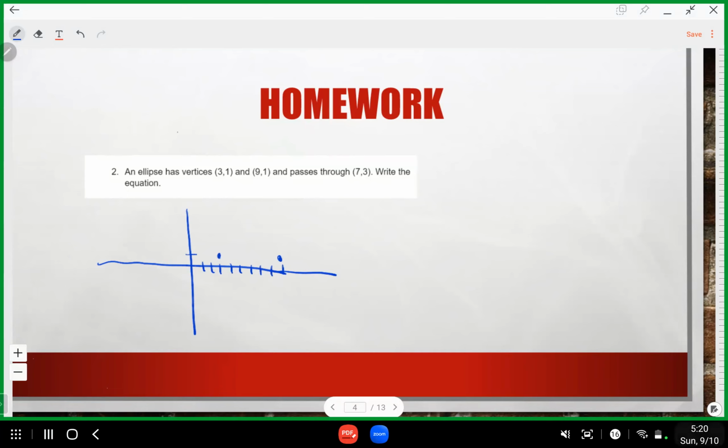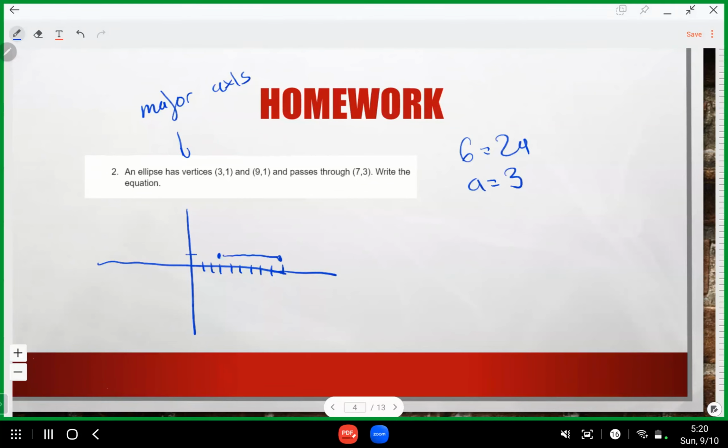By vertices, it means major axis vertices, right? Did you learn the length of the major axis? It was 6. So the length of the major axis is 6, and that's also equal to 2a, right? So what is a? 3. 3, very good.